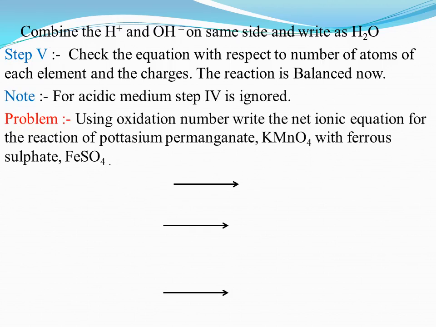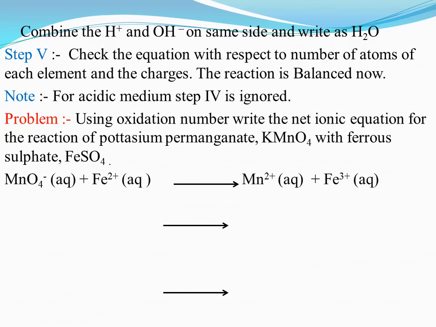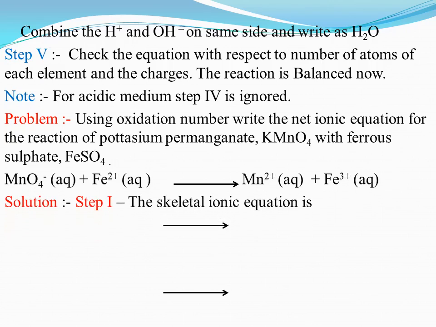Let us see one problem over this. Using oxidation number method, write the net ionic equation for the reaction of potassium permanganate KMnO4 with ferrous sulfate, FeSO4. The equation is MnO4- + Fe2+ gives Mn2+ + Fe3+. See the solution of this problem.